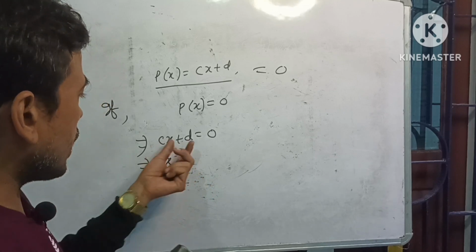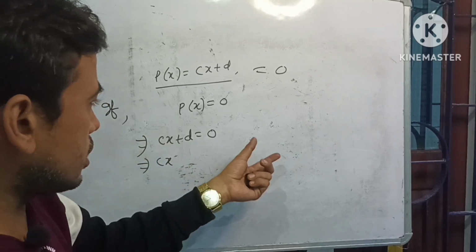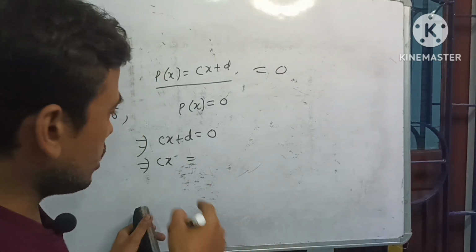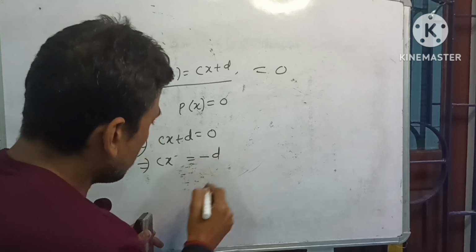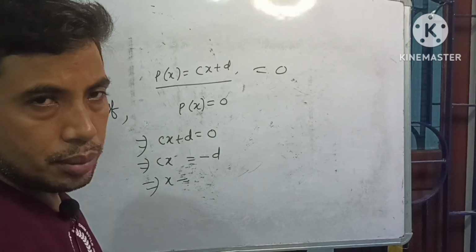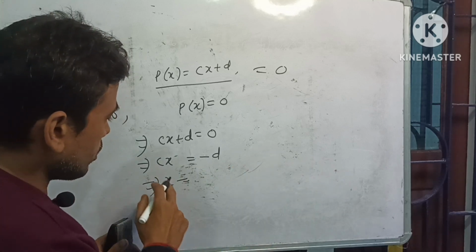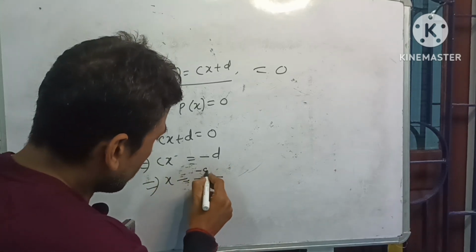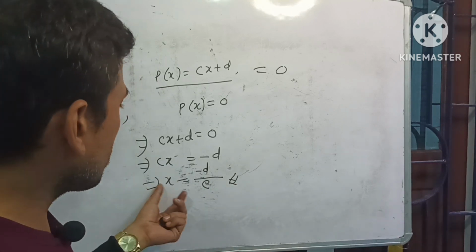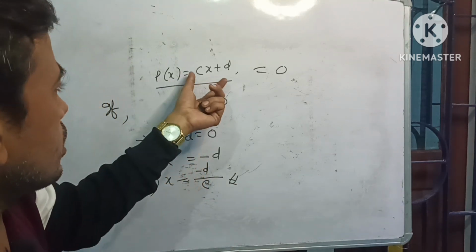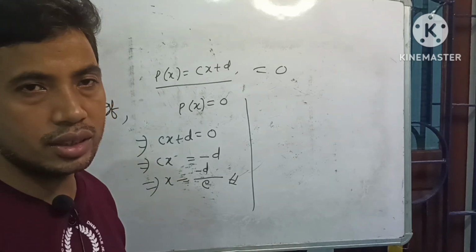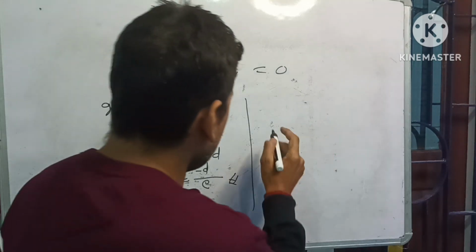So we get cx plus d equals 0. If we transfer d to the right side, we get minus d. And c is multiplied with x, so if we move c to the right side from the left side, this will be minus d by c. That means x is equal to minus d by c is the zero of this polynomial. Now we verify, is it yes or no?